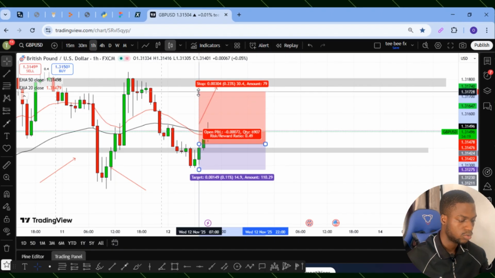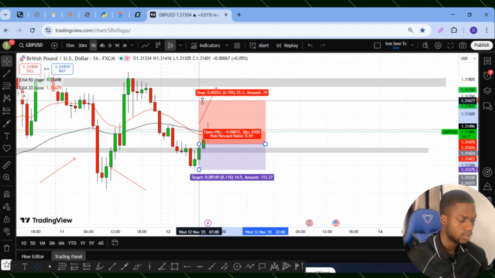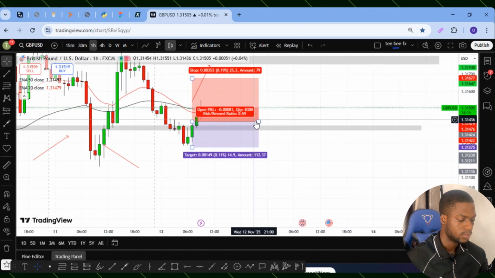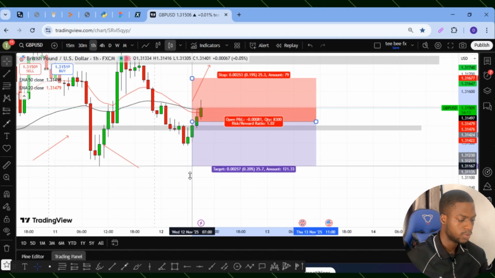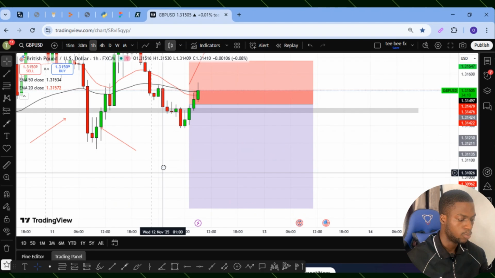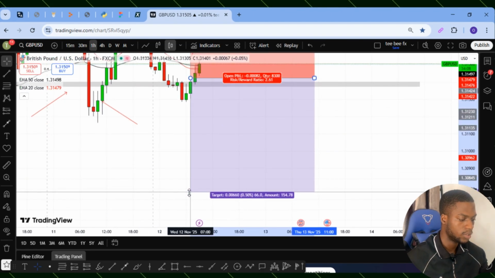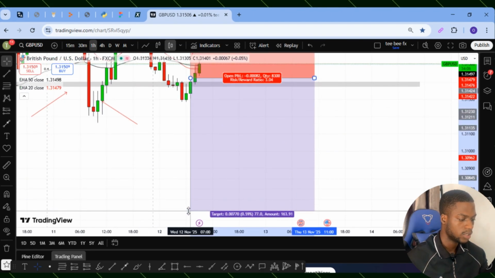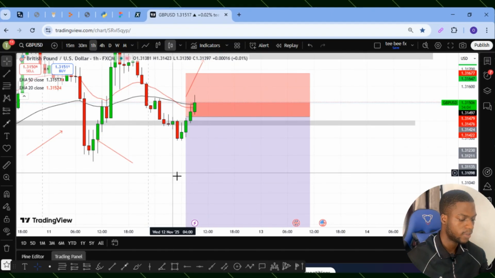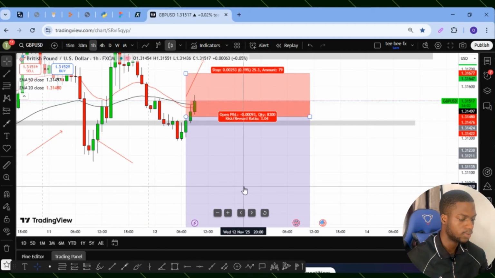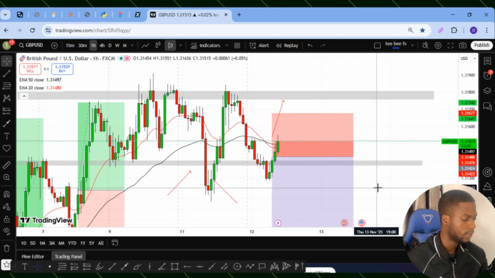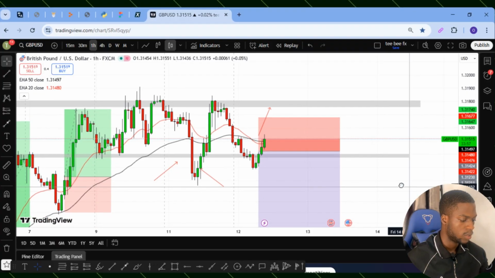My stop loss is 25 pips. So I'll target 75 pips for this trade, which is 1 to 3. But I'm going to take partial profit along the way. So if price keeps dropping down, I'll take partial profit at 1:1.5 risk to reward. And I think it's not that bad.